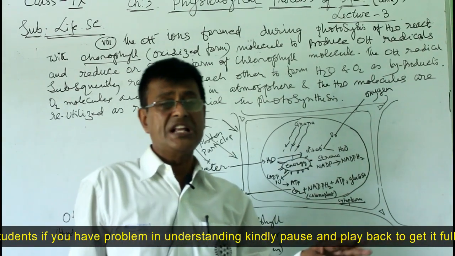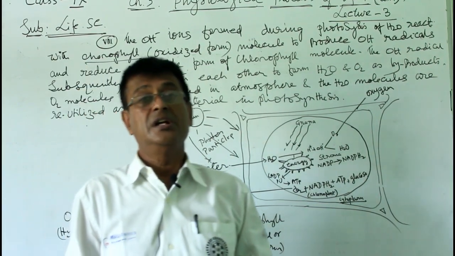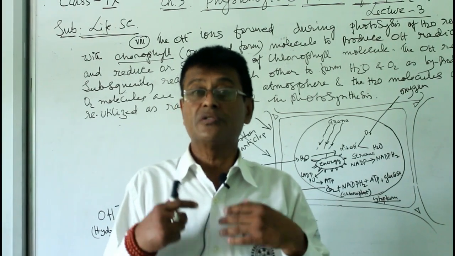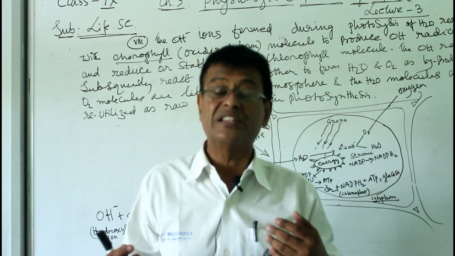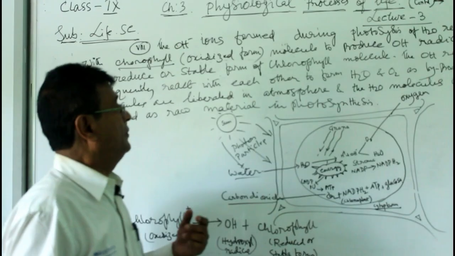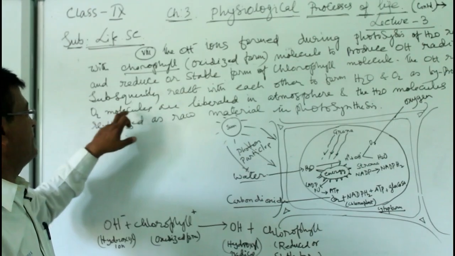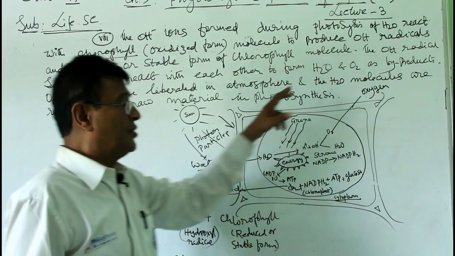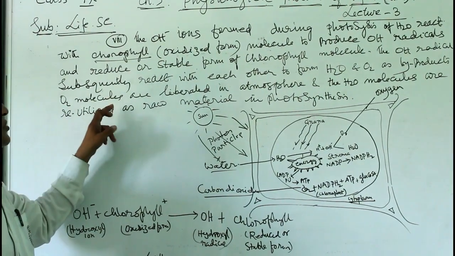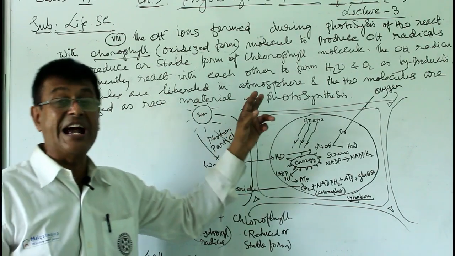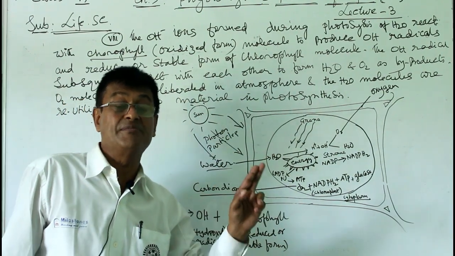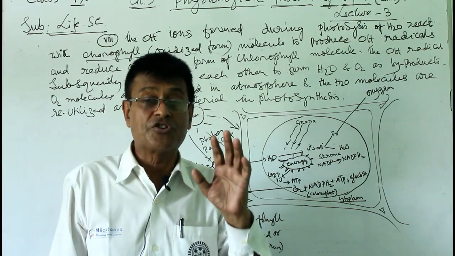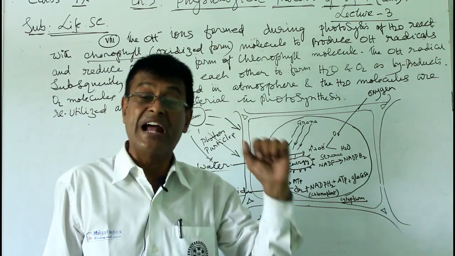What is the main product of photosynthesis? The main product of photosynthesis is sugar or glucose, which is stored by the plant as starch. Water and oxygen molecules are byproducts, and the oxygen molecules which are produced are liberated into the atmosphere, and this oxygen helps in keeping the oxygen and carbon dioxide balance in the atmosphere.